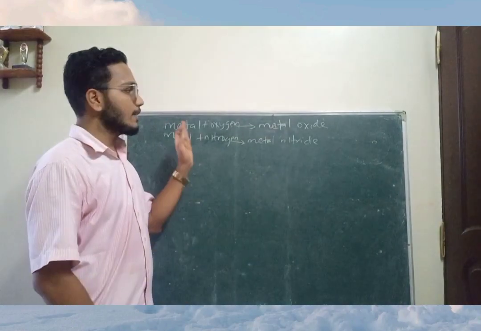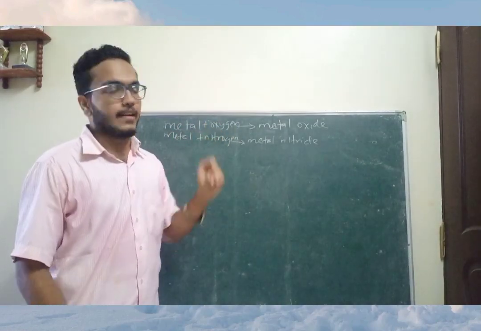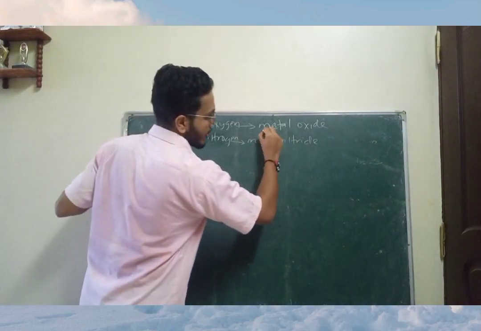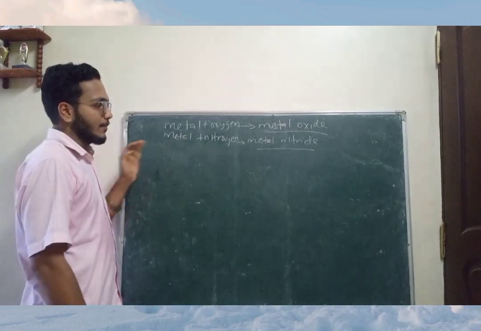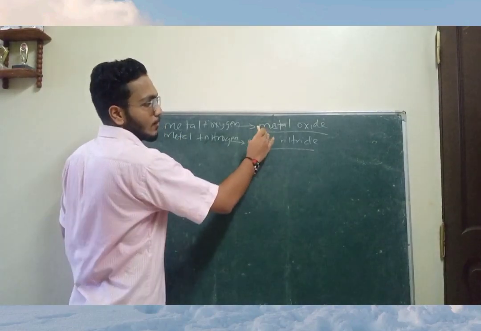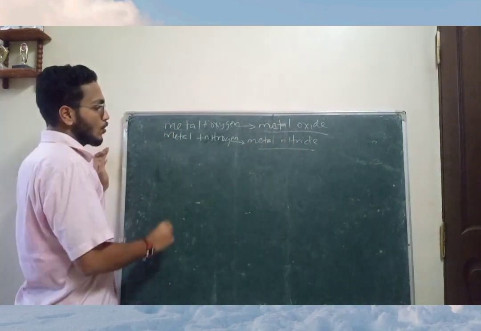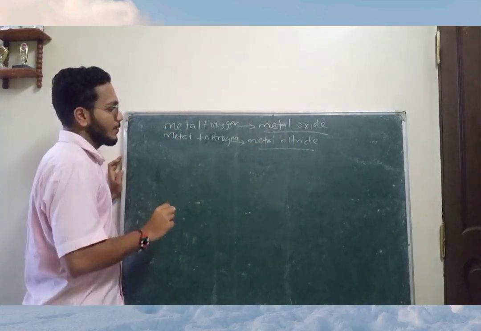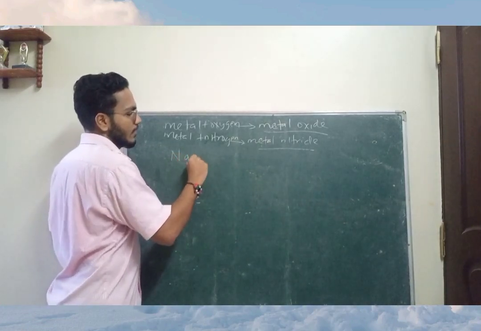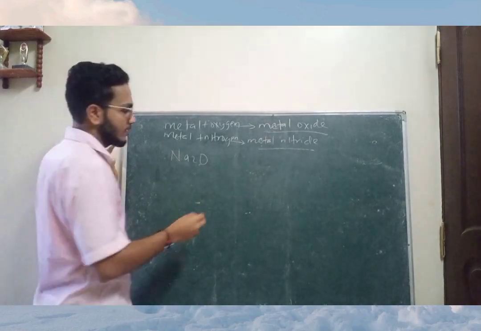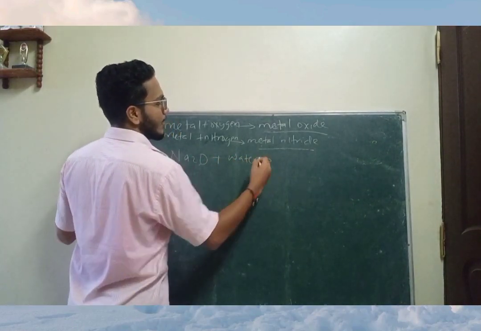So as we saw, metal plus oxygen is metal oxide, metal plus nitrogen is metal nitride. Now how do you distinguish a metal oxide and a metal nitride? Of course we are talking only about alkali metals. You react the metal oxide with water, and the metal nitride you react with water. So an oxide of an alkali metal, let's say sodium oxide, Na2O, I'll just be using formulas for easier writing, reacts with water, it will form a metal hydroxide.